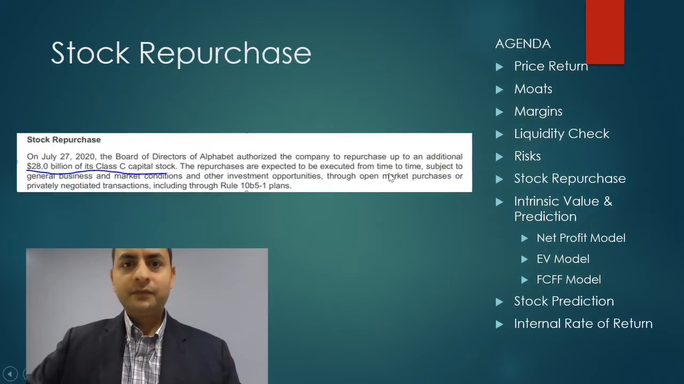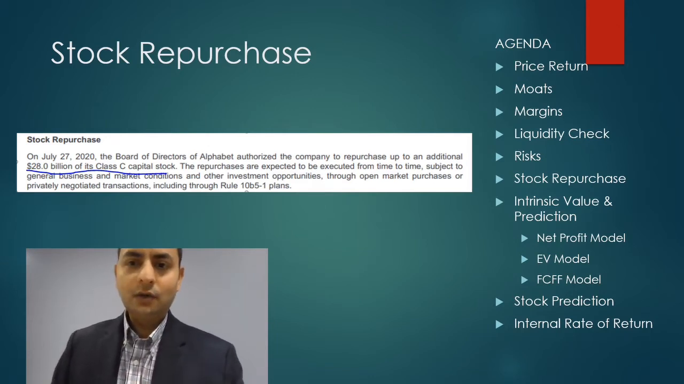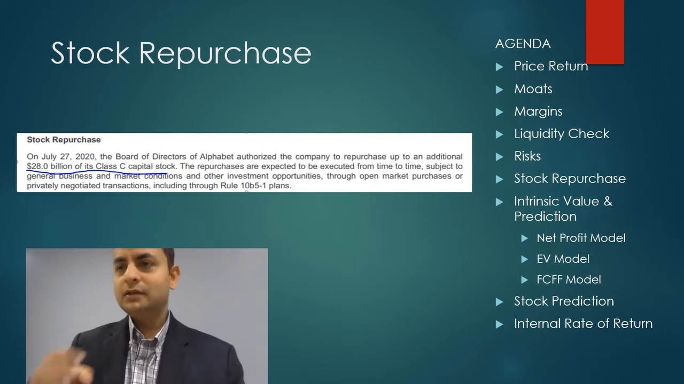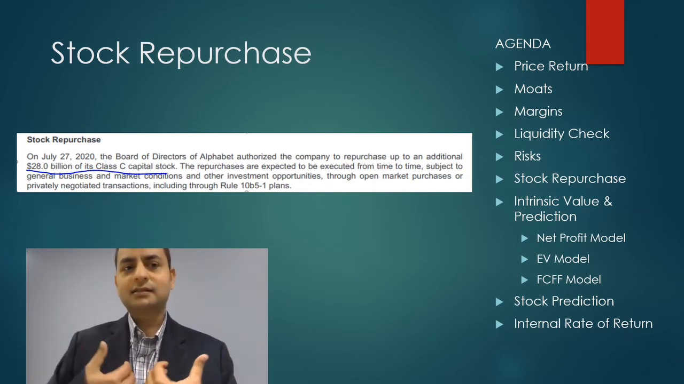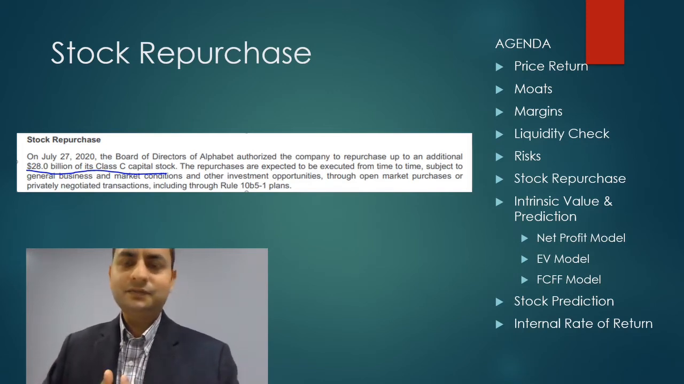Okay, this is very good from the stock repurchases. On July 27, 2020, the company announced a share repurchase of $28 billion of the shares. It doesn't have any expiry date, so don't think they will go immediately into the market and buy back. But still, the board has authorized that much funds. So if nothing happens, this is another way for the company to give back to shareholders. So this is a very big plus sign for Google.